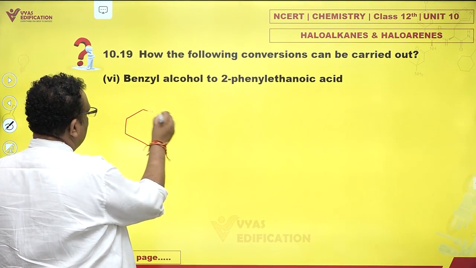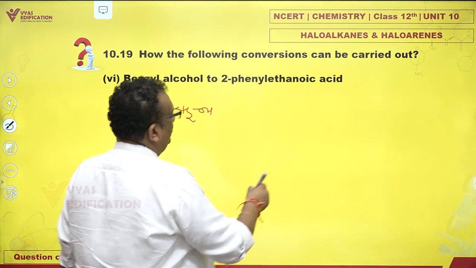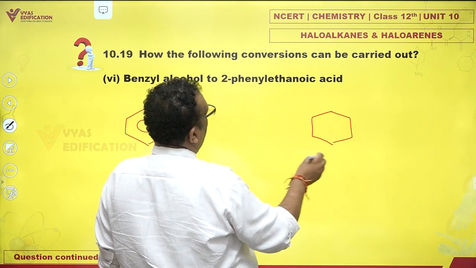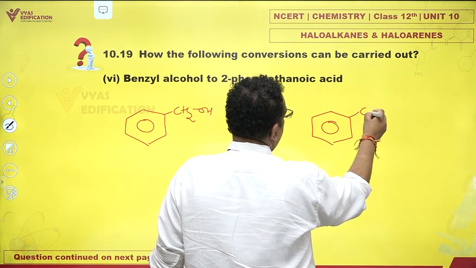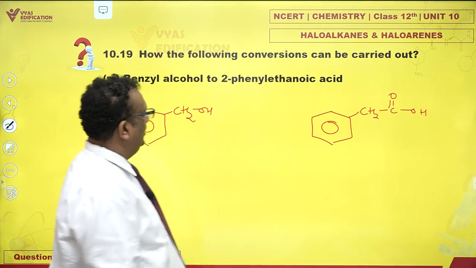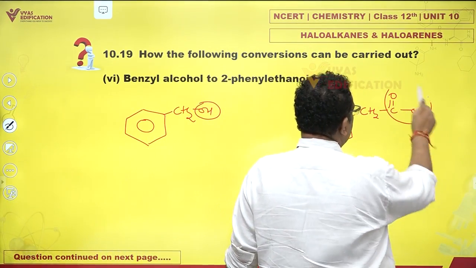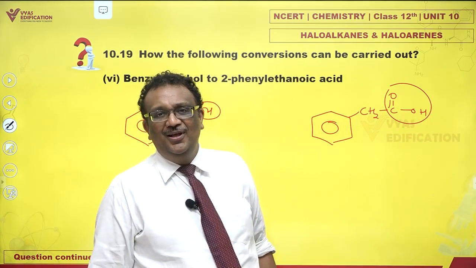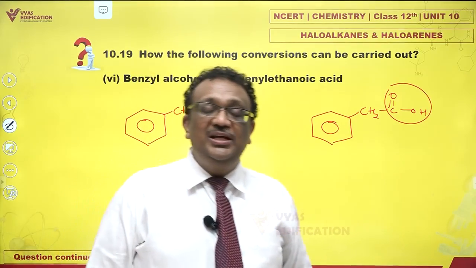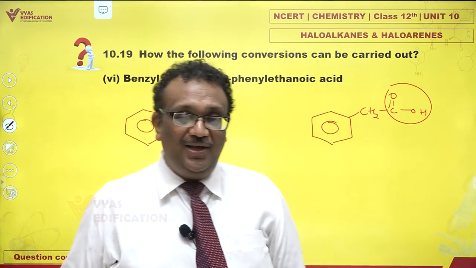6th question, you have benzyl alcohol. And you wish to convert this to 2-phenyl ethanoic acid. Very interesting. This OH, you wish that it changes to COOH. How do we get that? That means you are planning to add 1 carbon atom. See, it is not just important to get the answer, it is important to get the idea. How do you get that?